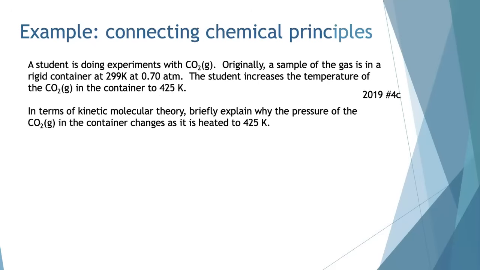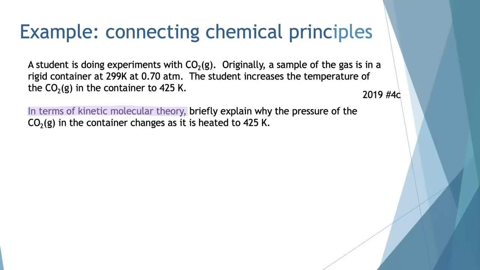Let's look at an example from the 2019 exam. A student is doing experiments with carbon dioxide gas. Originally, a sample of the gas is in a rigid container at 299 Kelvin, and the pressure is 0.70 atmospheres. The student increases the temperature of the carbon dioxide gas in the container to 425 Kelvin. In terms of kinetic molecular theory, briefly explain why the pressure of the CO2 gas in the container changes as it is heated to 425 Kelvin.